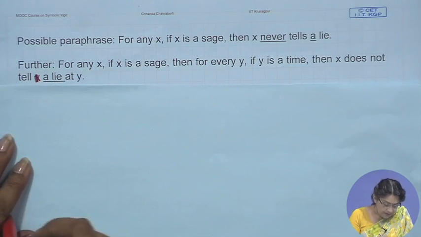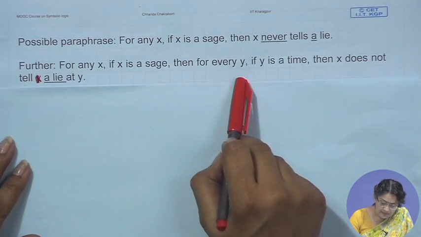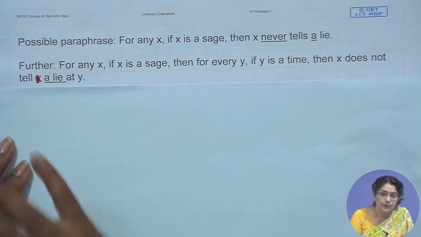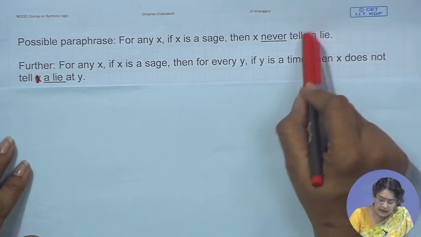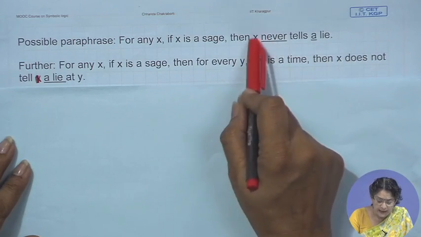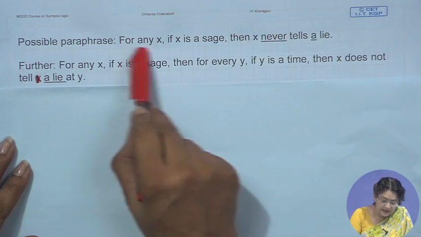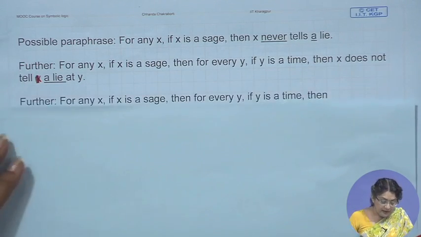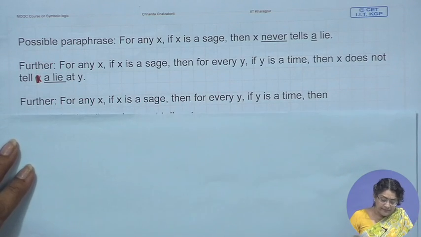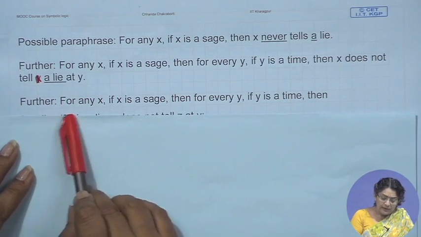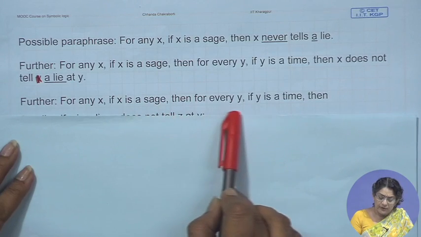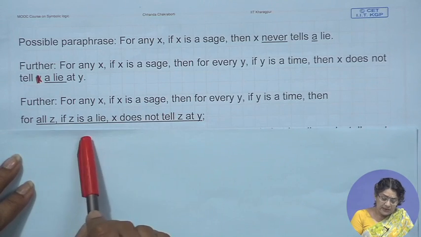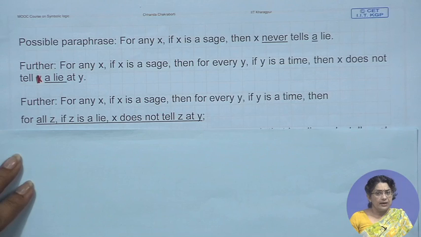So, once more, for any x, if x is a sage, then for every y, if y is a time, then x does not tell a lie at y. We have kept the a lie untouched. We have only unpacked the never in this sentence, keeping the first part and the end part intact. Did you understand? Next is then a lie. So, we keep it all together: for any x, if x is a sage, then for every y, if y is a time, then for all z, if z is a lie, x does not tell z at y.